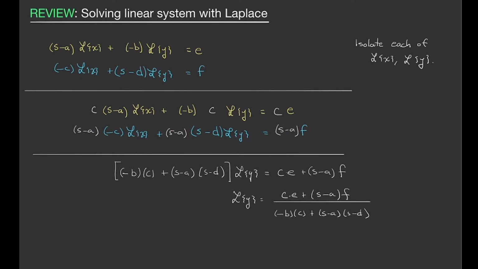And now if we wanted to change notation, we might write capital Y of s for L of y, just a relabeling. But this would isolate L of y. We would do exactly the same thing to get L of x. Then, at that point, to find y, we know we just have to take the inverse Laplace transform. Let's go ahead and walk through an example where we have specific values, and we'll see how this all works.